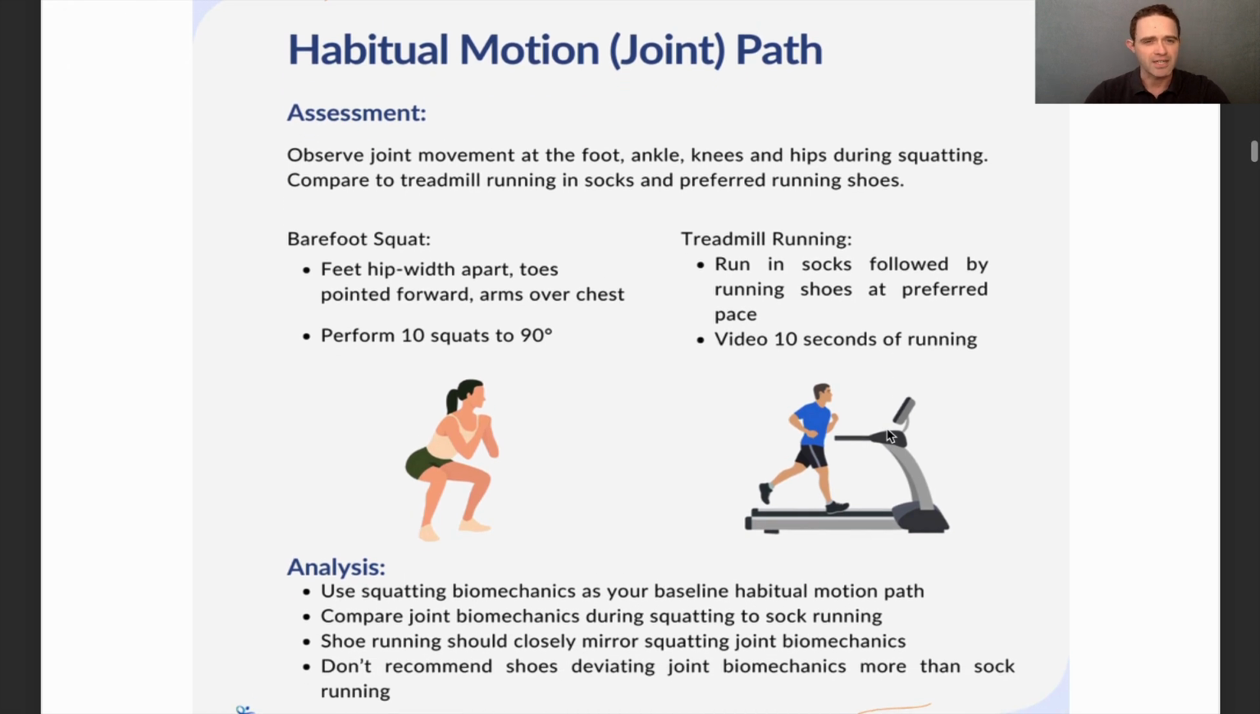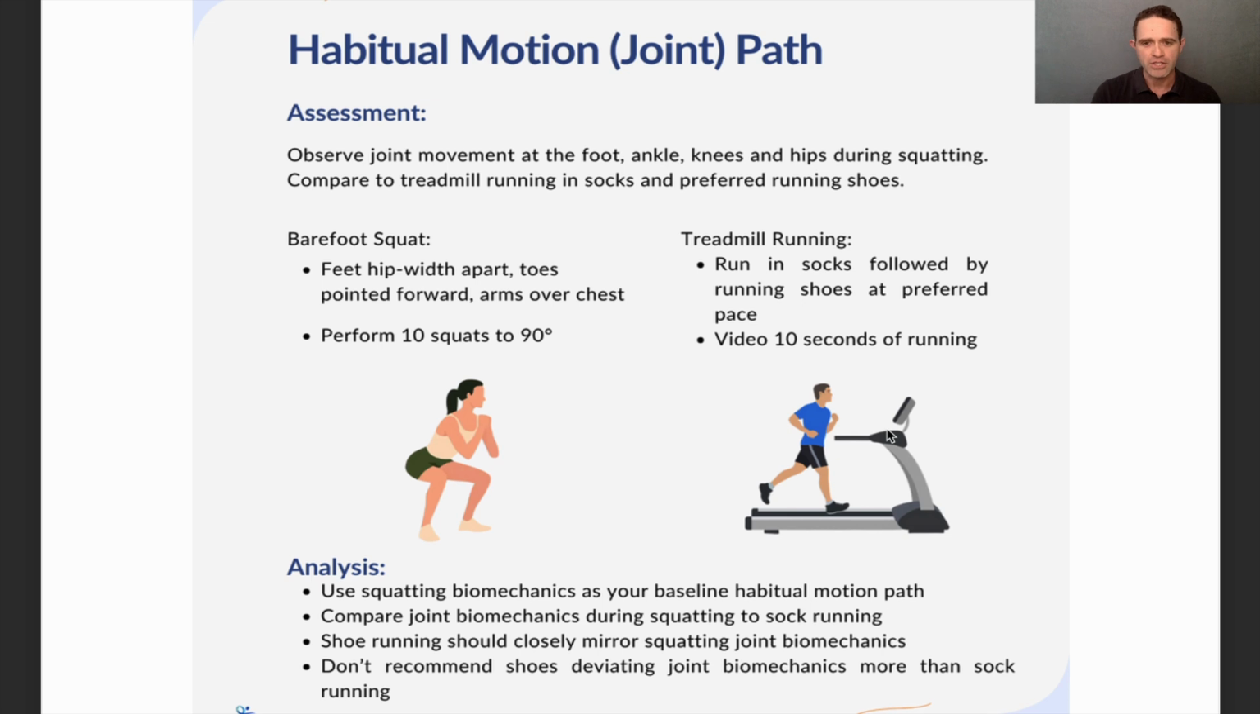What we're going to do is we're going to assess patients and get a baseline first. So we're going to observe the joint motion, the joint movement at the foot, ankle, and knees. And then we're also going to look at the hips as well. And really, we're going to be monitoring this during squatting. So barefoot squatting, feet shoulder width apart. We're going to squat down to 90 degrees 10 times. We're going to watch that patient move. This is our baseline. So our habitual joint motion path is going to be assessed by doing some squats first.